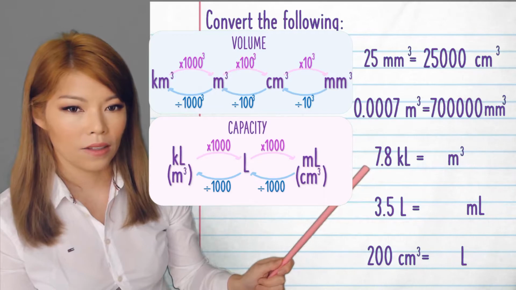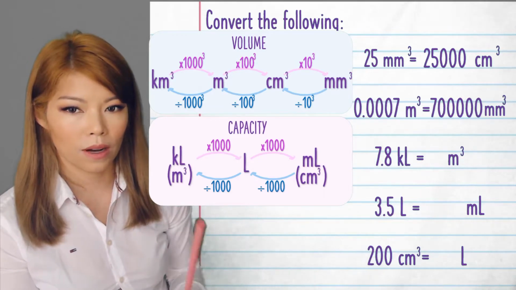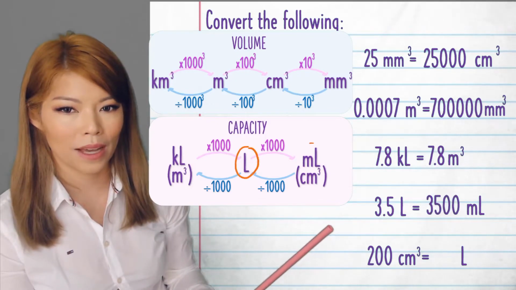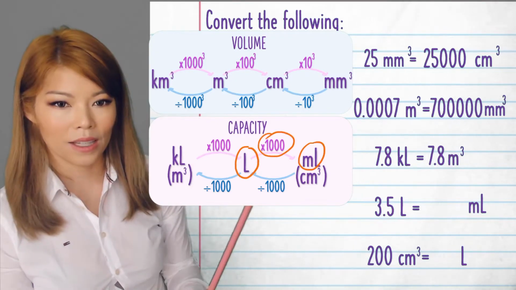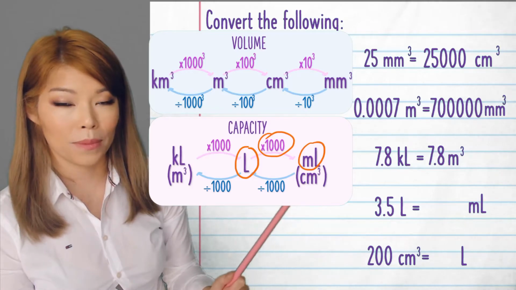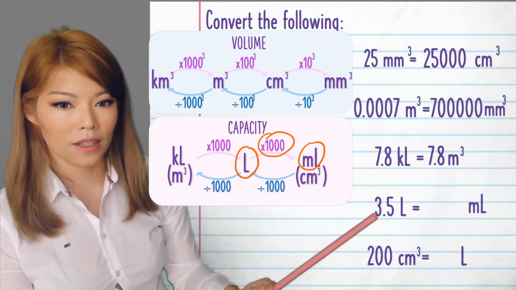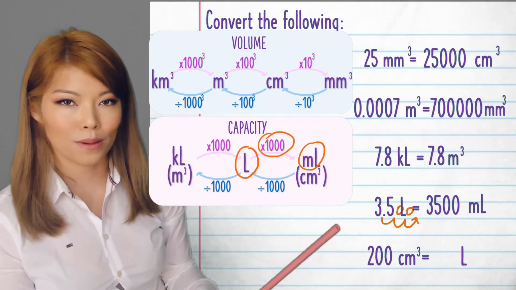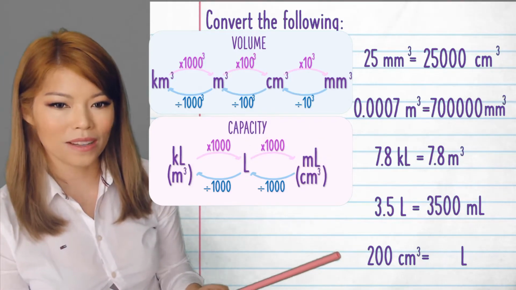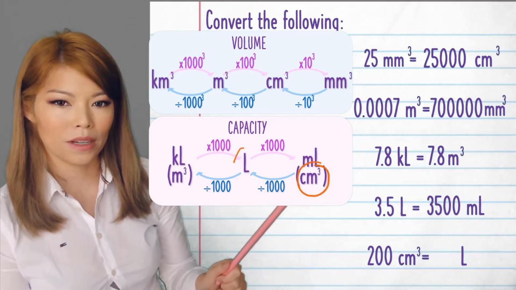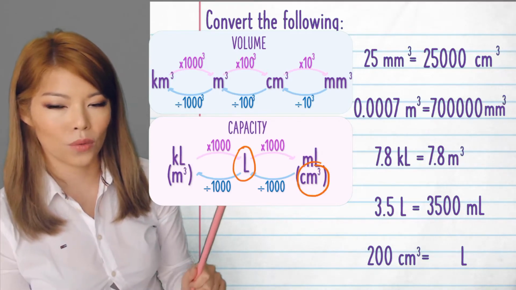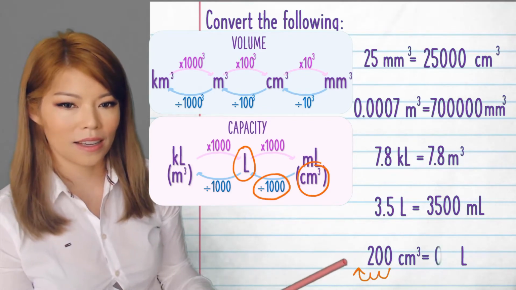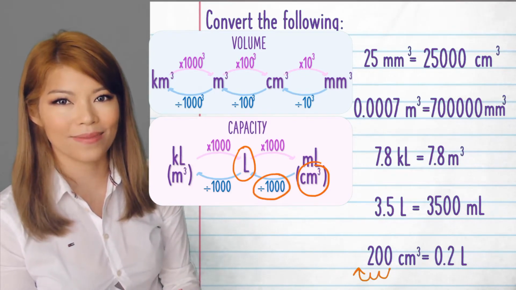7.8 kiloliters to meters cube. Well, they are the same thing. Don't get tricked. Next one, 3.5 liters to mils. So we're starting with liters going to mils, means we have to multiply by 1,000. So multiplying by 1,000, we would get 3,500 mils. And next one, 200 centimeter cube. Centimeter cube is the same as mils. And so when we go to liters, we just have to divide by 1,000. So we get 0.2 liters.